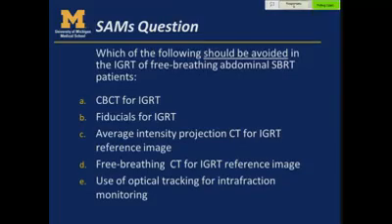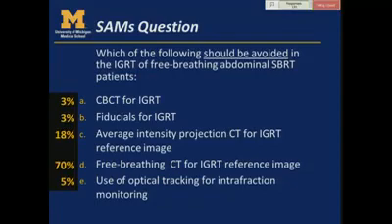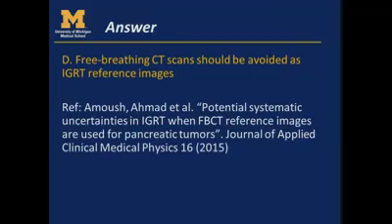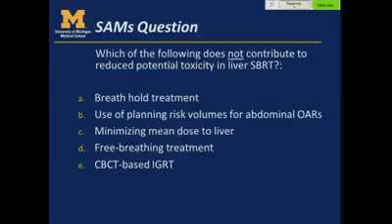Sam's question: which of the following should be avoided in IGRT of free breathing abdominal SBRT patients? Cone beam for IGRT, fiducials for IGRT, average intensity projection CT for your IGRT reference image, a free breathing CT for the IGRT reference image, or use of optical tracking for intrafraction monitoring. Okay, great. No free breathing CT for IGRT. And there's the reference.